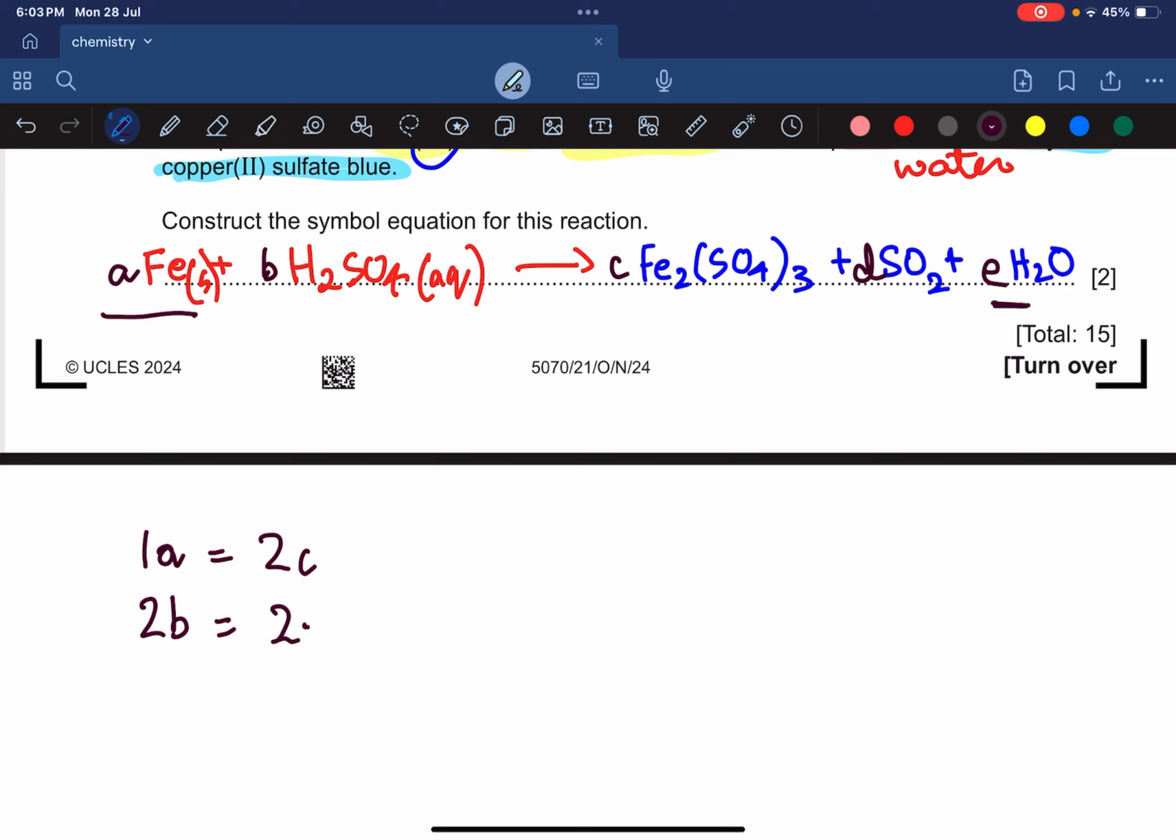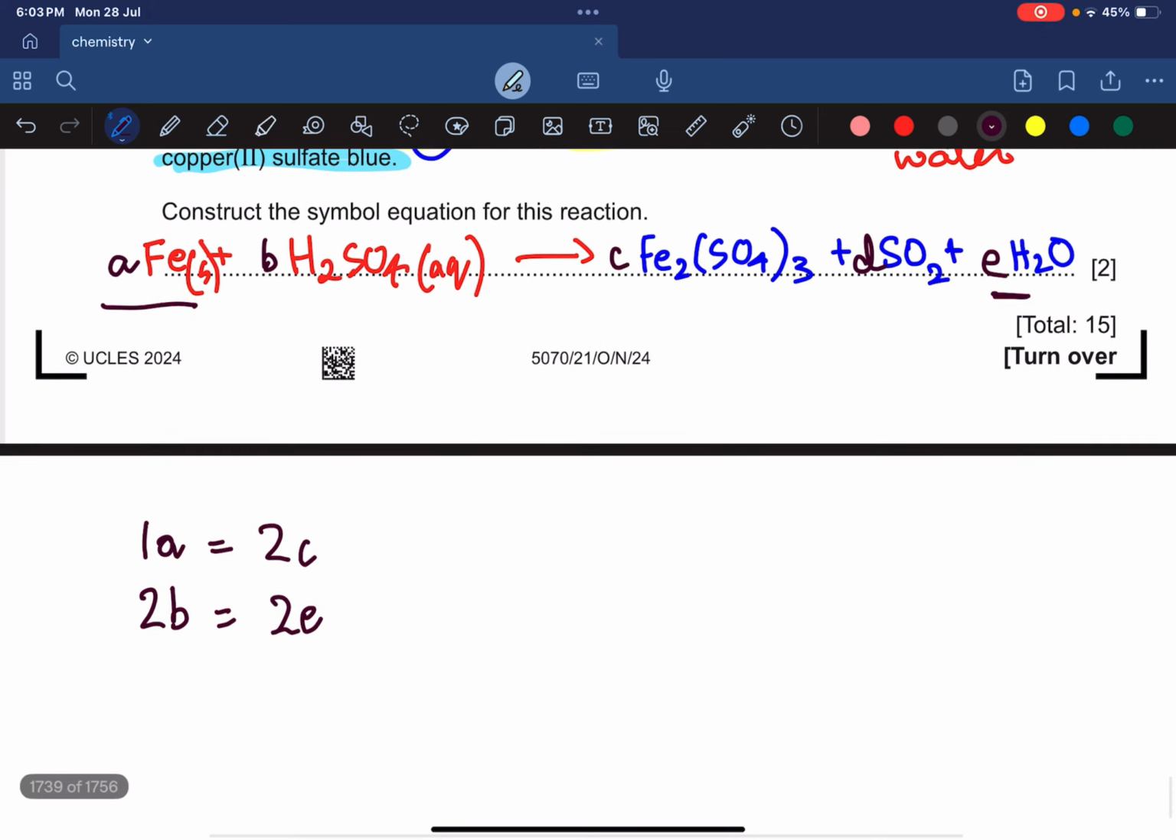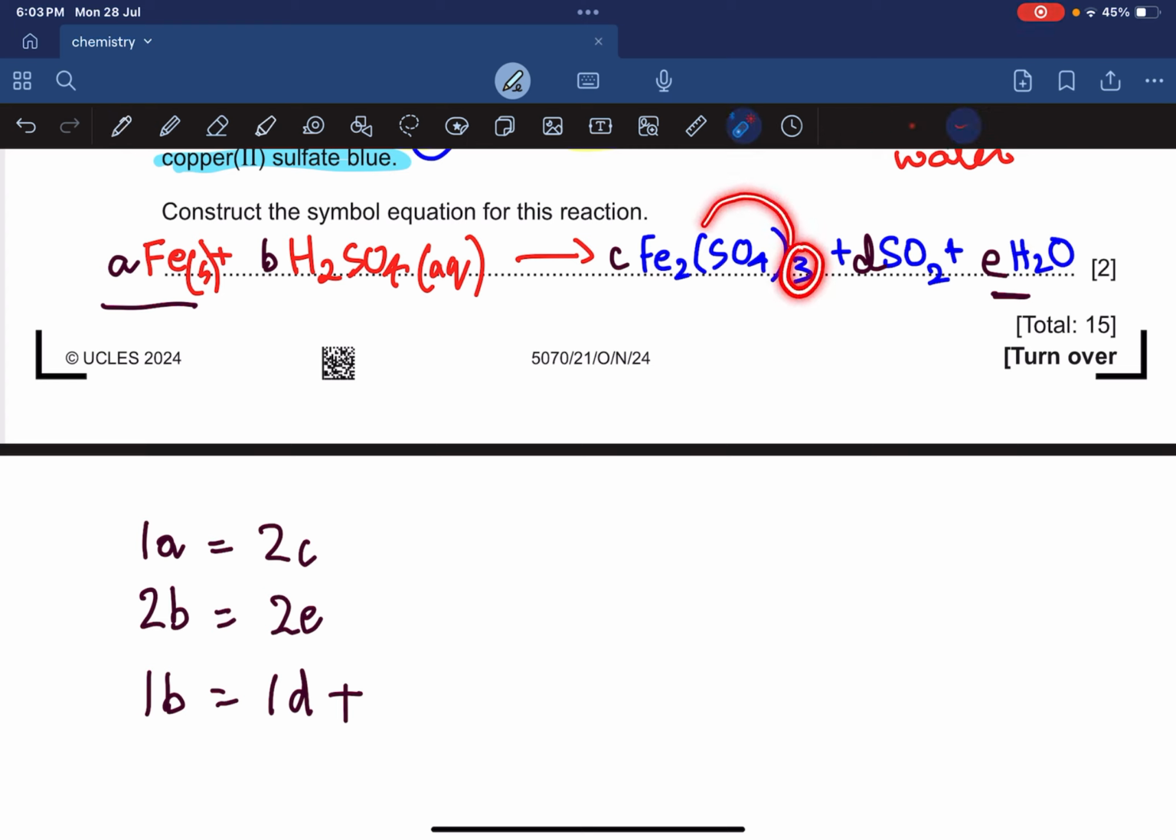So 2E. Next, we look for sulfurs. How many sulfurs do we have on this side? We have 1 sulfur. So 1B equals how many sulfurs on this side? We have 1 sulfur for D. So 1D plus we have 3 sulfurs on this side, and in the bracket we have this sulfur. So 3 sulfurs on this side. So 3C, because C is the coefficient of this sulfur, plus 3C.